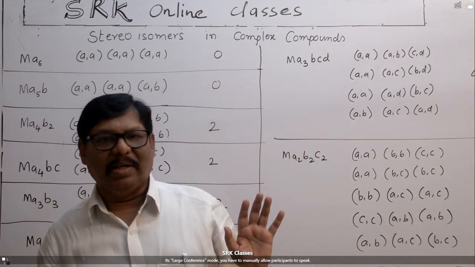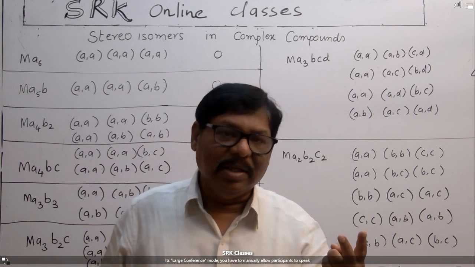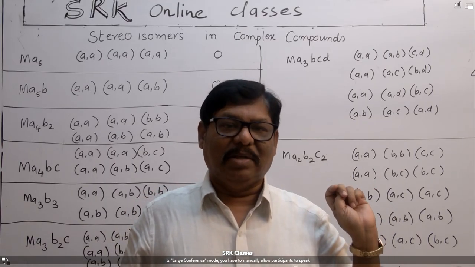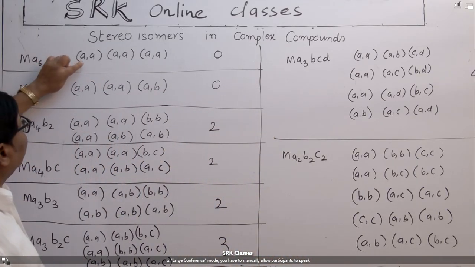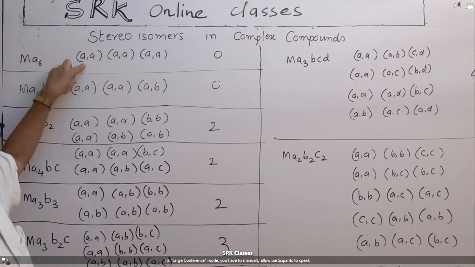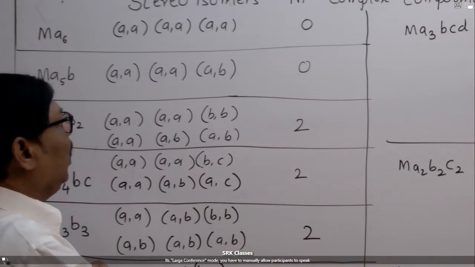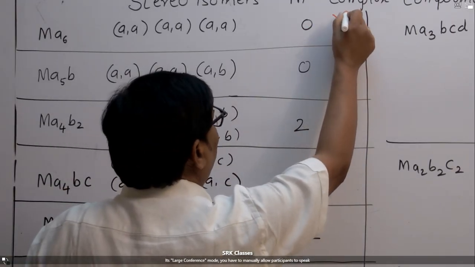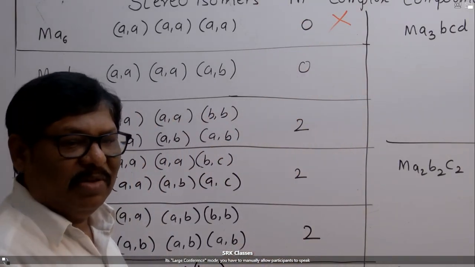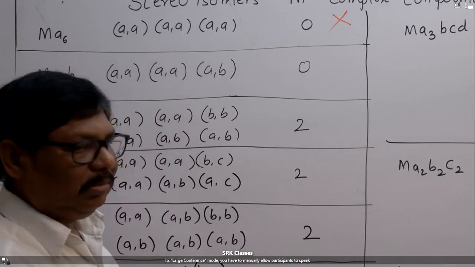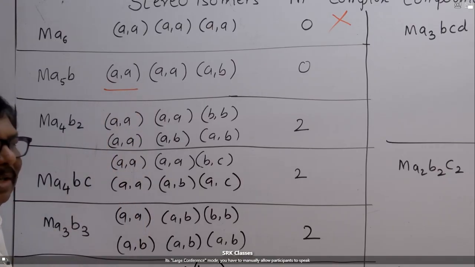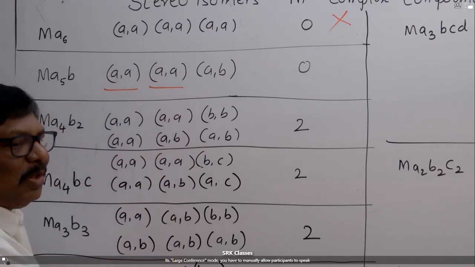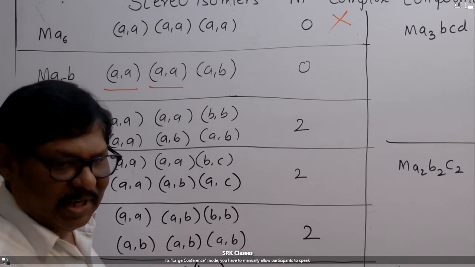Is that point clear? I'll repeat once again. In a pair, if 2 identical ligands are present, that cannot show optical isomerism. For example, look at here, this is a pair, but A and A identical are there. If it is identical, it cannot show optical isomerism. That is enough. So according to the first point, this cannot show optical isomerism. No optical isomerism for Ma6. Now we'll go for the second one. Similarly, here also A and A is there. Apart from this one, other combinations also have A and A. One is sufficient to get the optical inactivity.